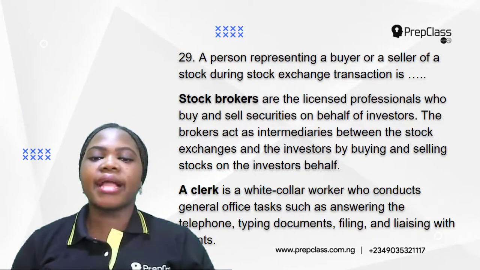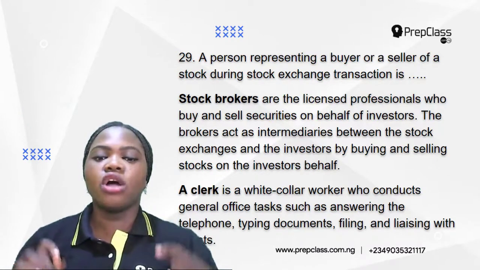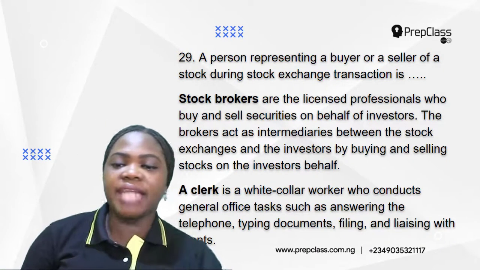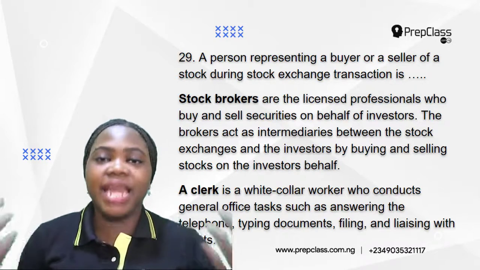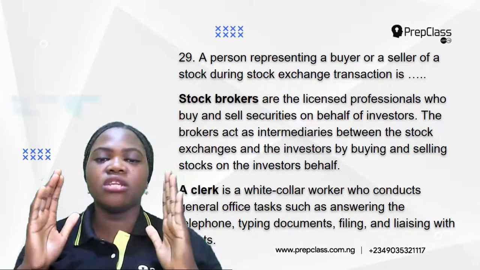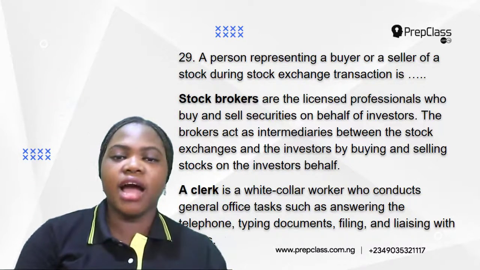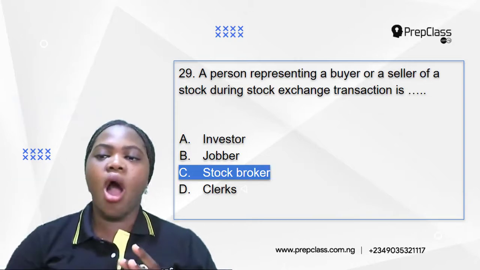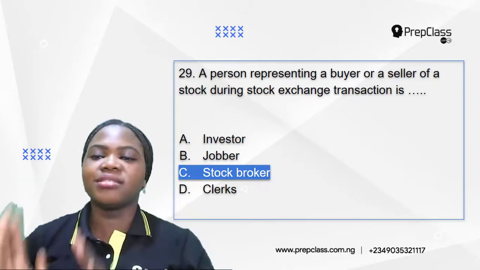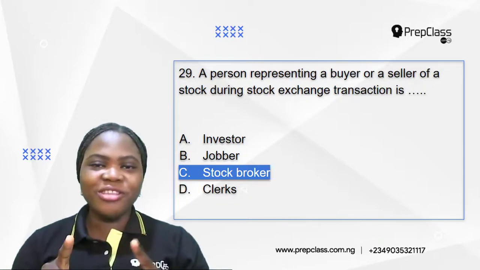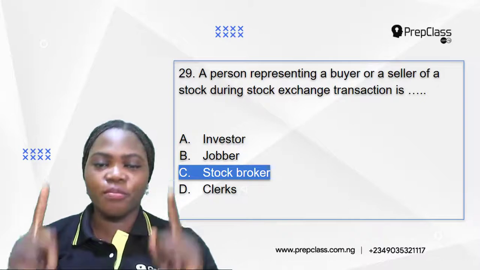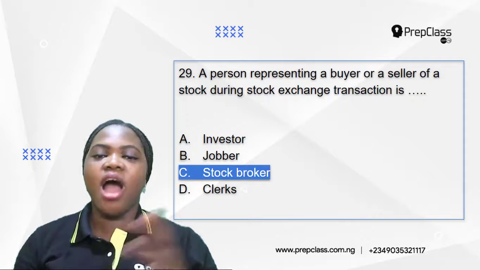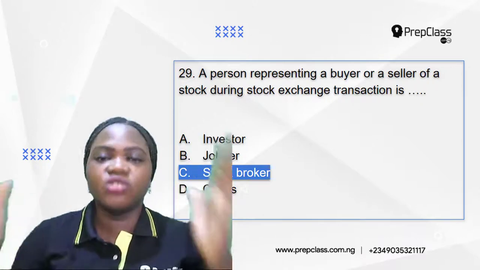Okay, clerk. A clerk is a white collar worker who conducts general office tasks such as answering the telephone, typing documents, filing, and liaising with clients. Okay, so these are the meanings of all the options. Now, the question says a person representing a buyer or a seller of a stock during stock exchange transaction is, you should know this now. The answer is C, stockbroker. So a stockbroker is a person representing a buyer or a seller of a stock during stock exchange transaction.